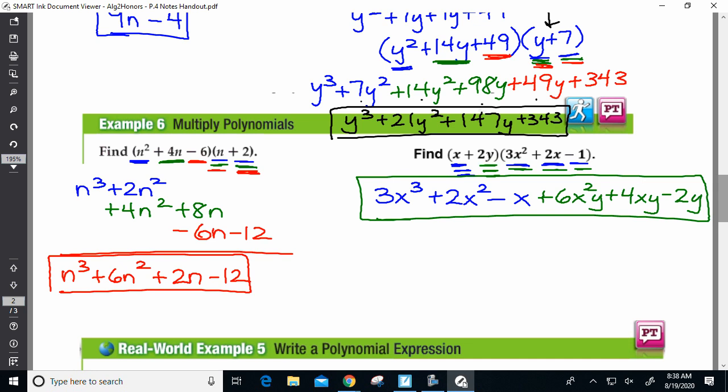So, any other questions before we tackle the word problem at the bottom? That's our last example that we'll work with today. You all good over there? Kenzie, you straight? Okay.